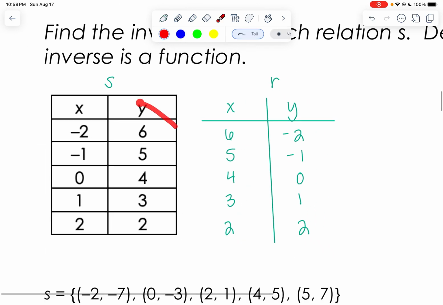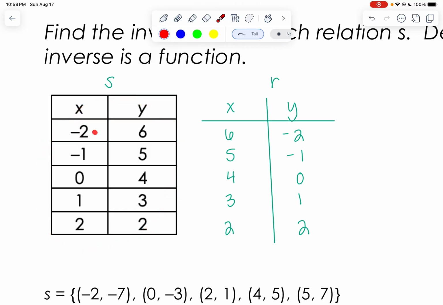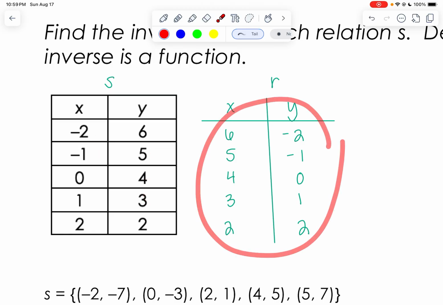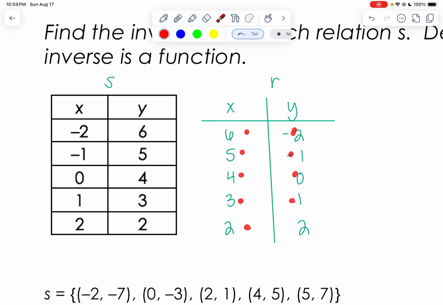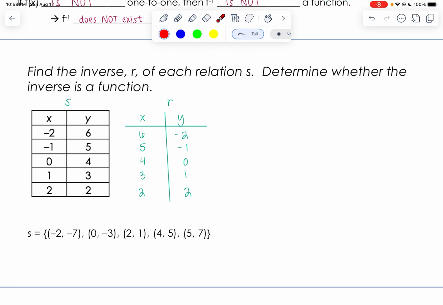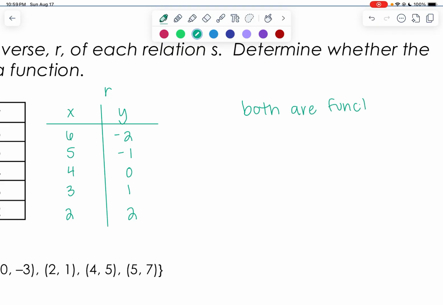Now, if I go back and I check this and I ask you the question, is this a function? You check, does every input have one output? And it does. Now over here for our inverse, I'm going to go ahead and check, does every input have an output? And if you check, it does, which means that both of them are functions. Meaning that this is called one-to-one.